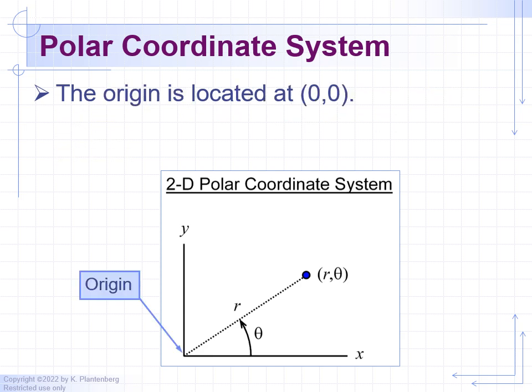Keep in mind with the polar coordinate system, the origin is still the same. It's at the point where everything is essentially equal to 0. And in terms of the polar coordinate system, as long as R is equal to 0, the angle is a little bit meaningless at that point, but the origin is going to be located at 0, 0 by definition.